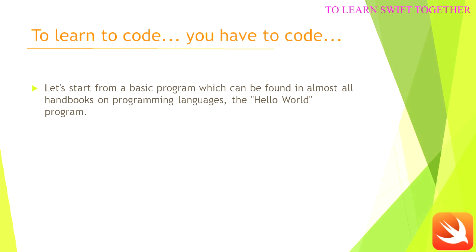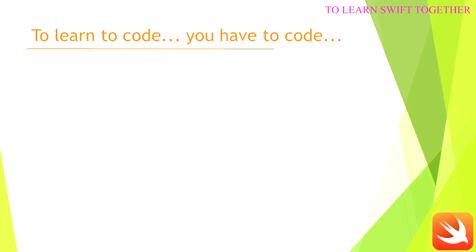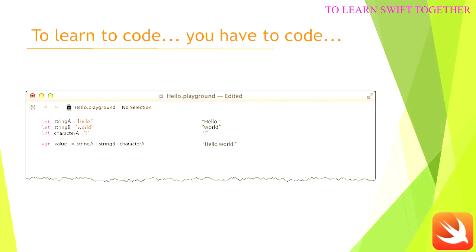That's why we'll start from a basic program which can be found in almost all handbooks on programming languages. The Hello World program. It looks like this. As we can see in the slide, it's a simple calling of the println function defined in the standard library of this language. This function displays a value on the display, the string of characters passed to it as an argument. The program on the screen is a complete program written in Swift.